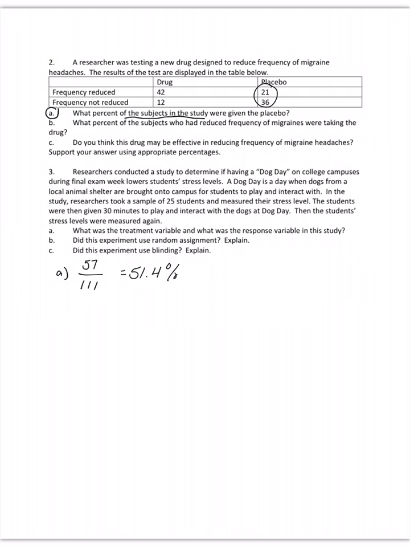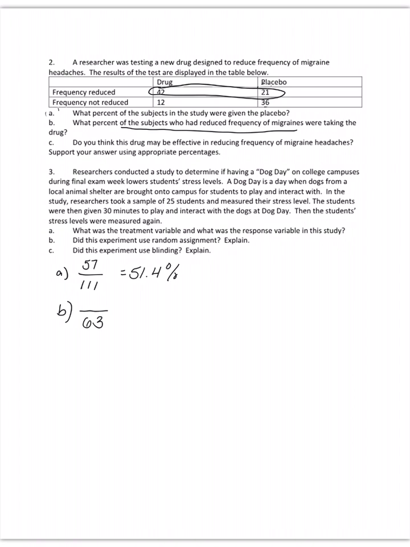For B, so let's erase and let's take a look at B. So for problem B, it asks us something different. It says what percent of the subjects who had reduced frequency of migraines? So now we're only looking at these people. And so for B, our denominator isn't going to be 111, it's going to be 42 plus 21. And so the denominator we're going to be using is 63.